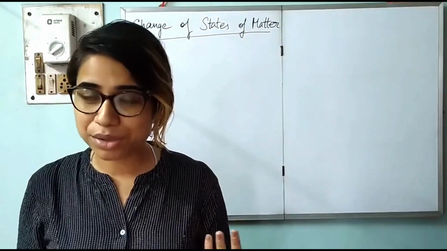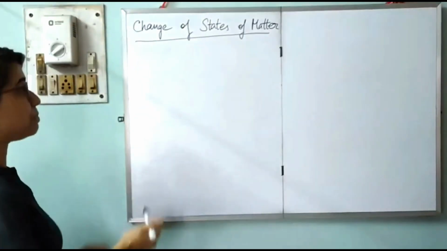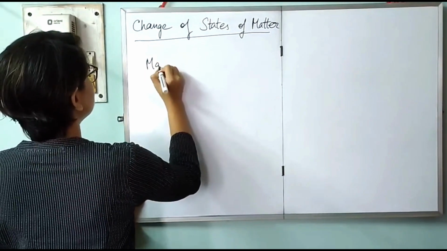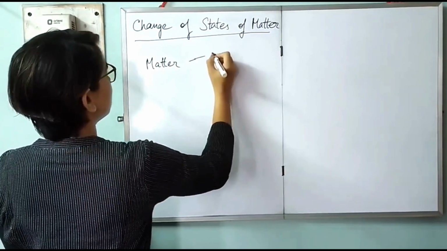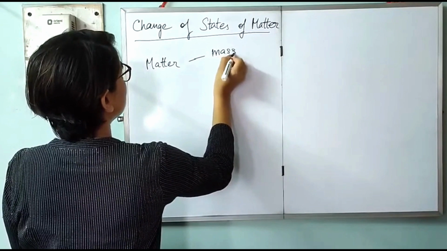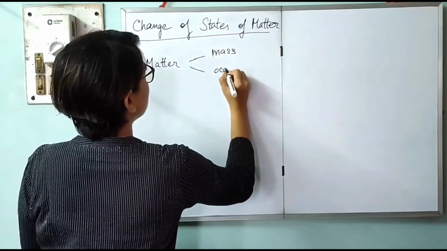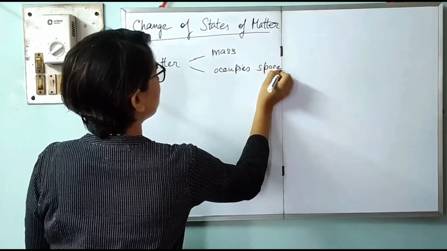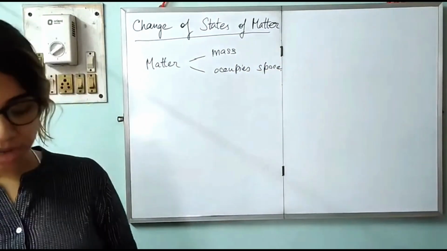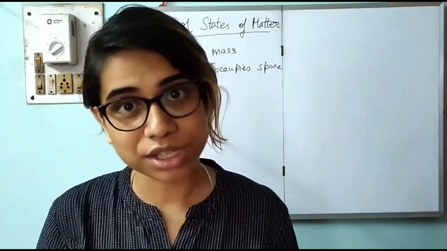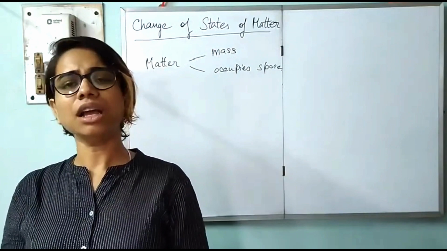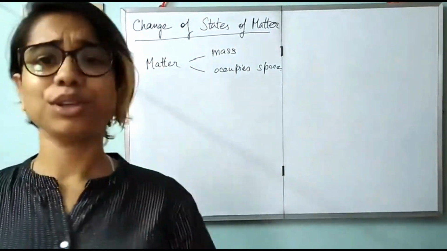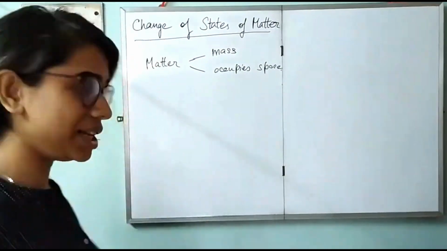Do you remember what is matter? Matter is something which has mass and occupies space. Right? And of course you know what is mass. Mass is the quantity of matter in any object or any body. And also you know that there are three states of matter, right?